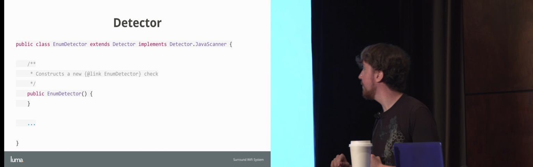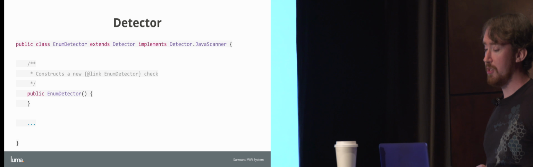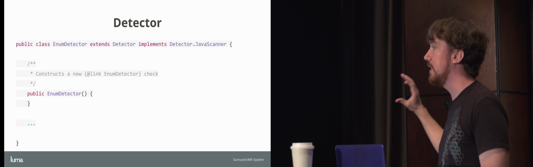So the first thing we do is create our public constructor, just an empty constructor, and the Lint API will be using that to spin up our detector for us.